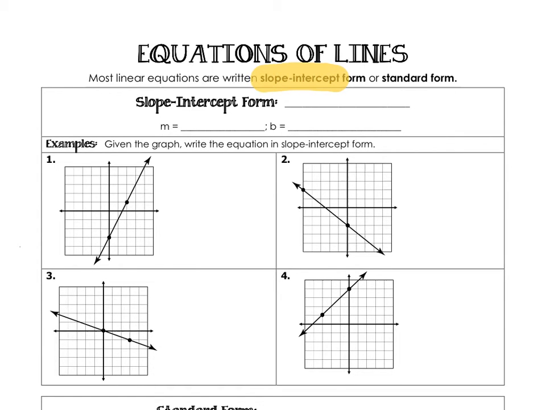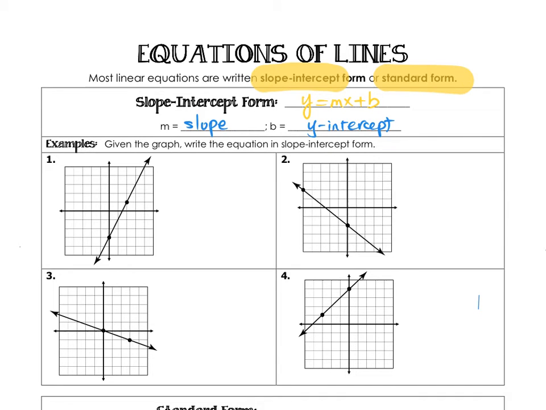Slope-intercept form is here, and standard form. Our best friend here is slope-intercept form. I should change that into a color you can't read, where m stands for the slope and b stands for the y-intercept.